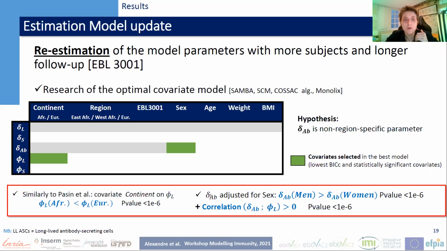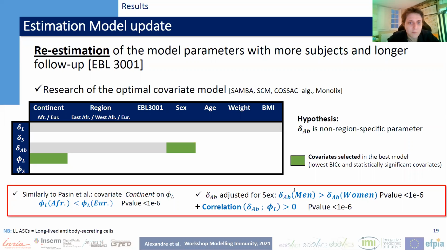Additionally, we also found a significantly higher decay rate of antibodies for men than for women. So women tend to have antibodies with a longer half-life than men. Even if we didn't find this kind of result in other studies for Ebola, a higher decay rate of antibodies for men than for women has already been found for other infectious diseases, in particular for SARS-CoV-2 in some studies.